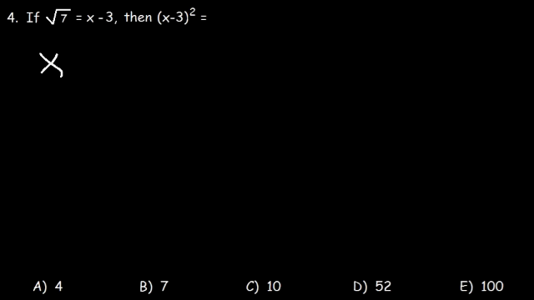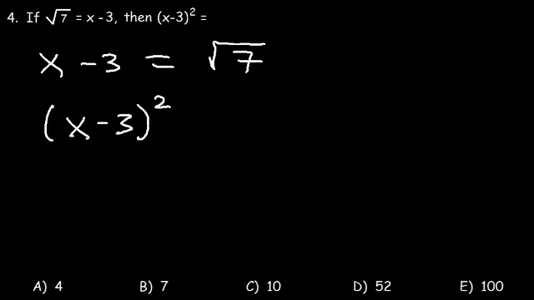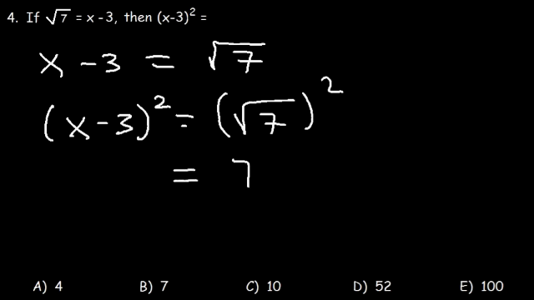If x minus 3 is equal to the square root of 7, then we could square both sides. Then x minus 3 squared must be equal to the square of square root 7. Now, square root 7 squared is simply equal to 7.